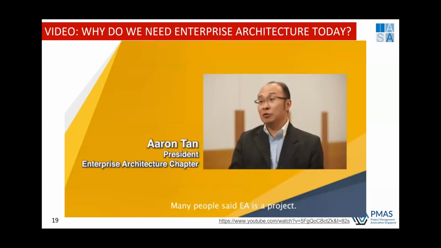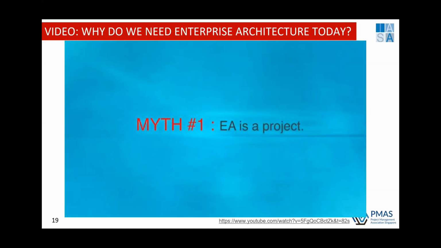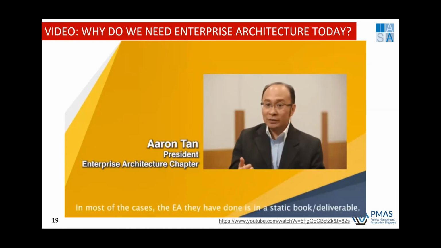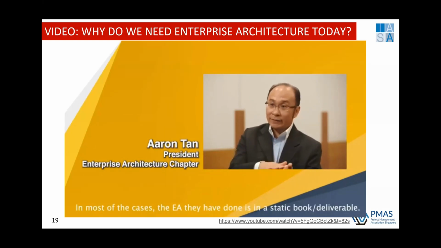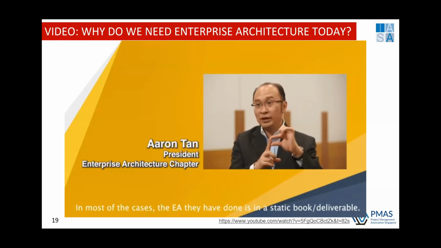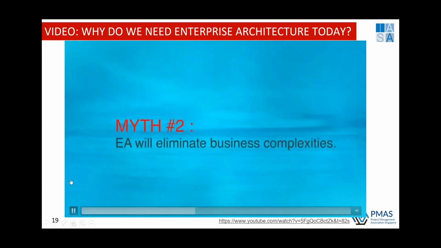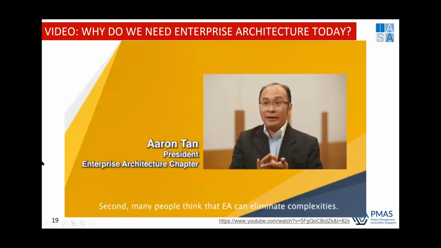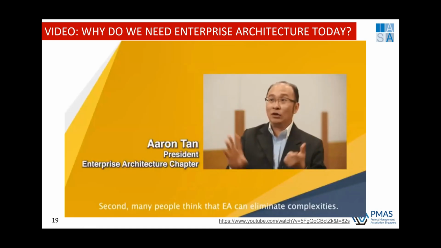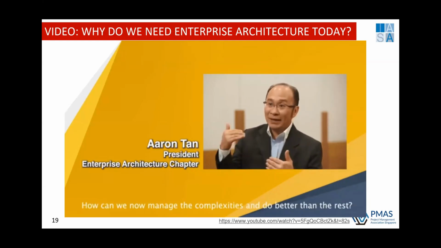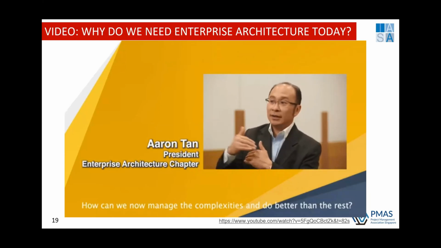Many people say EA is a project. I have done my EA 3 years ago, here is the proof. And in most cases, the EA that they have done is a static book, a static deliverable. As soon as you print that static book, it is immediately obsolete. The second part, many people think EA can eliminate complexity. The fact is, it is not about eliminating, but managing. How can we now manage that complexity and do better than the rest?